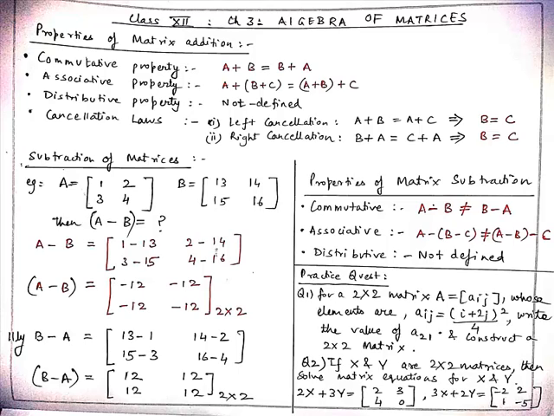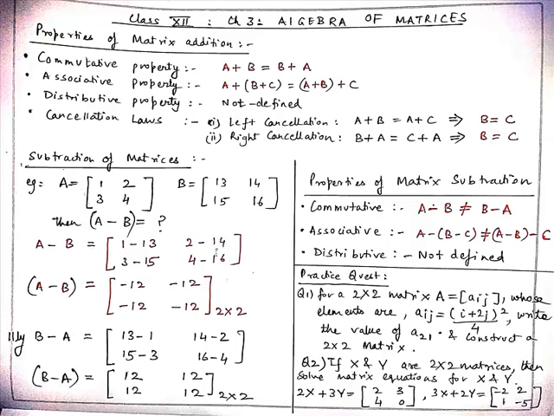I have taken two matrices A and B. Matrix A is 1, 2, 3, 4 and B is 13, 14, 15, 16. In this, we have to find A minus B. Now students, in subtraction, we will subtract the first element of matrix B, which is 13, from the first element of matrix A, which is 1. So 1 minus 13 is equal to minus 12. And similarly, students, 2 minus 14 is equal to minus 12, 3 minus 15 is equal to minus 12, and 4 minus 16 is equal to minus 12.